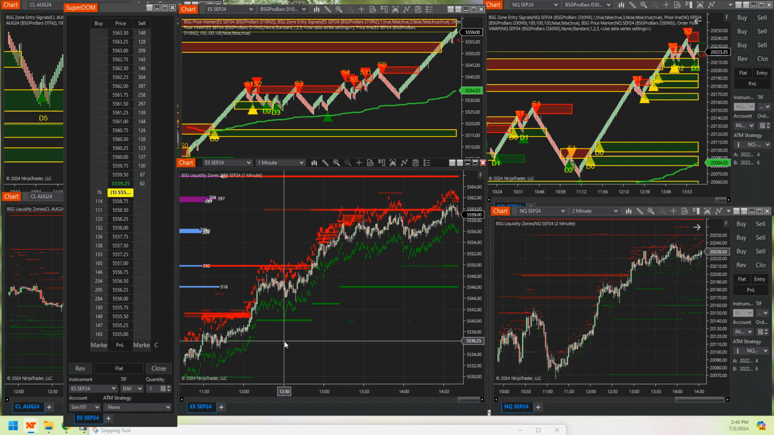Why? Market loves to go to the nearest highest liquidity zone. Let me repeat that again. Market always tends to go towards the nearest highest liquidity zone.